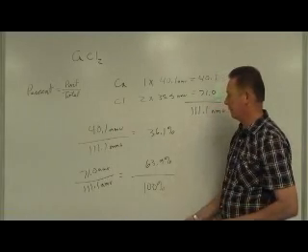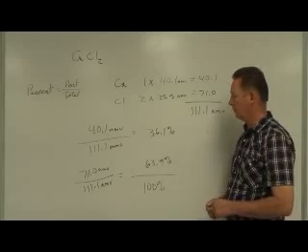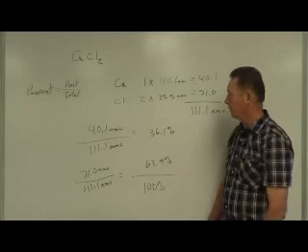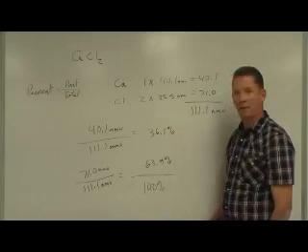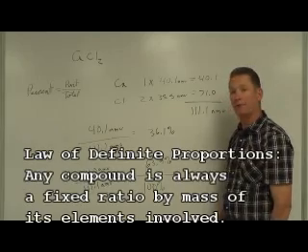But in this example, we ended up with 36.1% calcium. We end up with 63.9% chlorine. They are at fixed ratios by mass, always. This is an example then of the law of definite proportions.